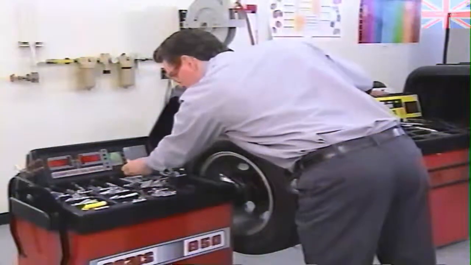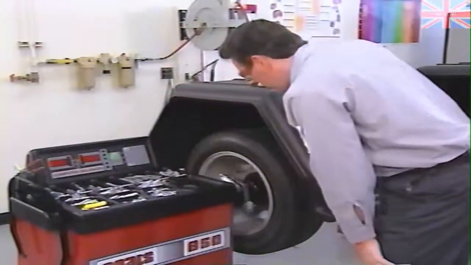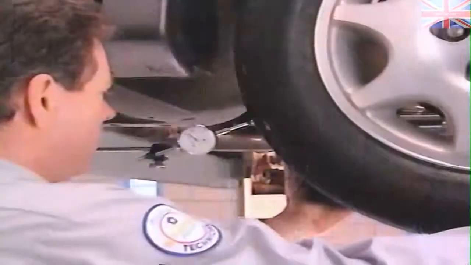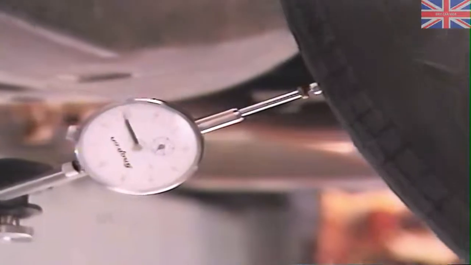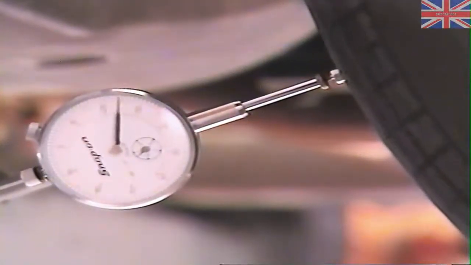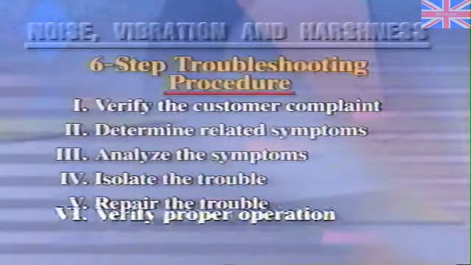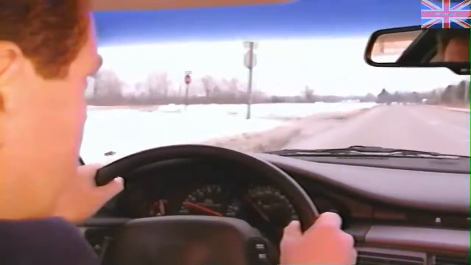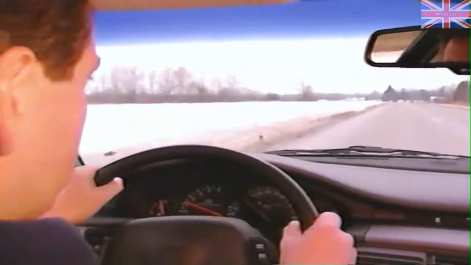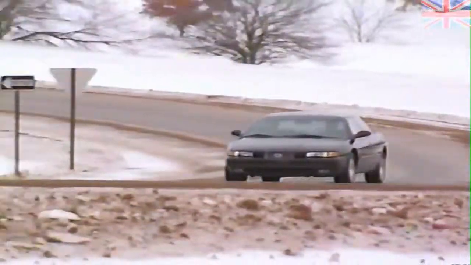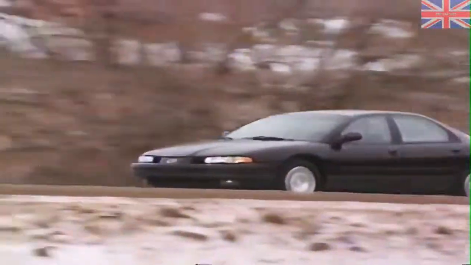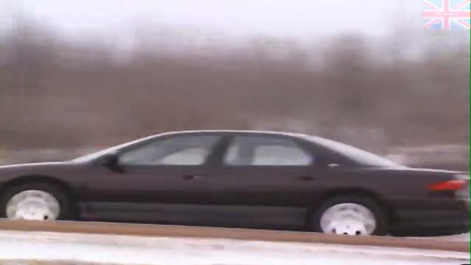In our case, runout was within tolerance, so we balanced the wheel assembly, remounted it, and rechecked the runout. On the car, runout is within tolerance. We can now verify proper operation. To verify proper operation, we road test the vehicle again and look for trouble symptoms. No trouble symptoms occurred. We have effectively executed the 6-step troubleshooting procedure and corrected the trouble.